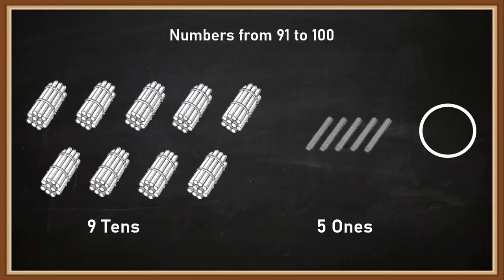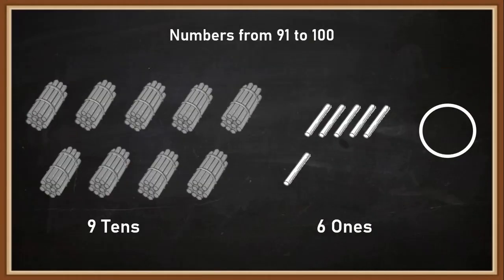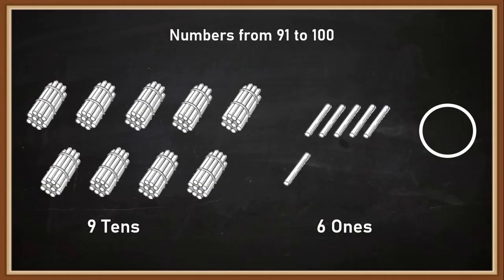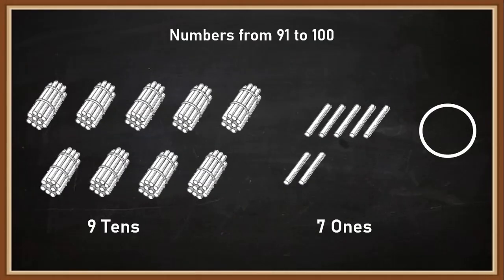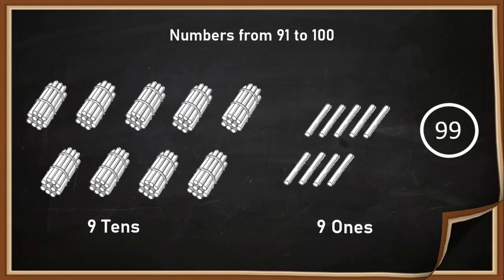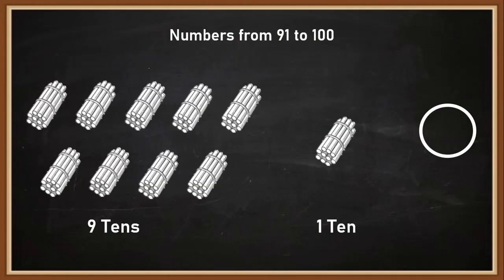9 tens and 5 ones is 95. 9 tens and 6 ones is 96. 9 tens and 7 ones is 97. 9 tens and 8 ones is 98. 9 tens and 9 ones is 99. 9 tens and 1 ten is 100.